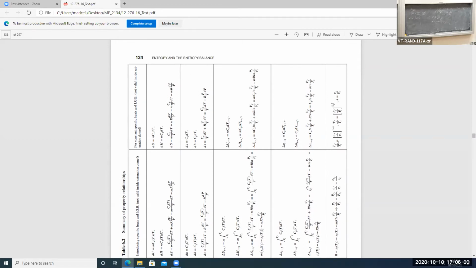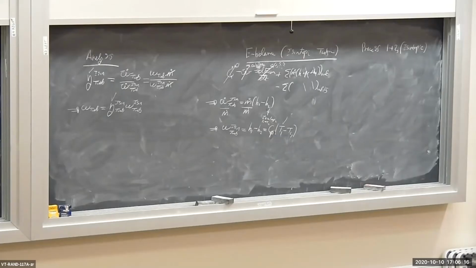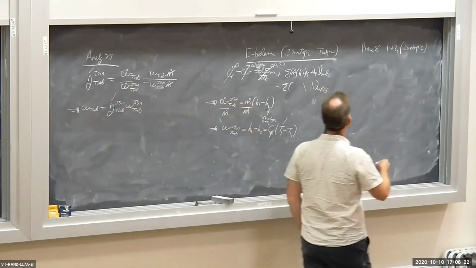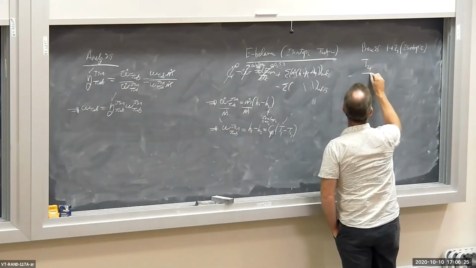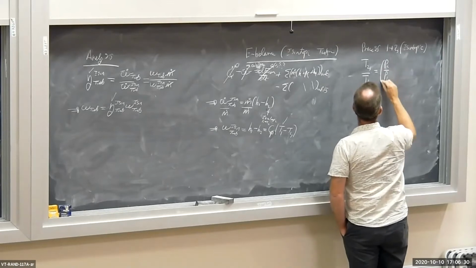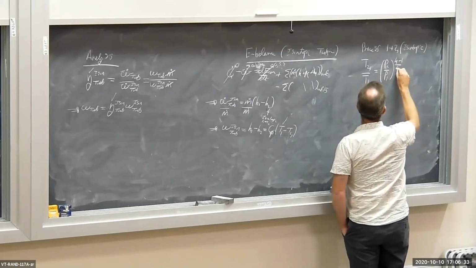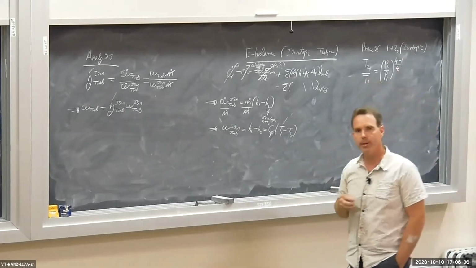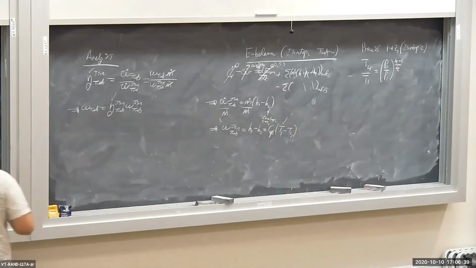Constant specific heat: T final over T initial is equal to pressure final over pressure initial to the power K minus 1 over K. Let's use this to calculate T2 sub S. T2 sub S over T1 is equal to P2 over P1 to the K minus 1 over K, and that's from the constant specific heat isentropic property relationship.